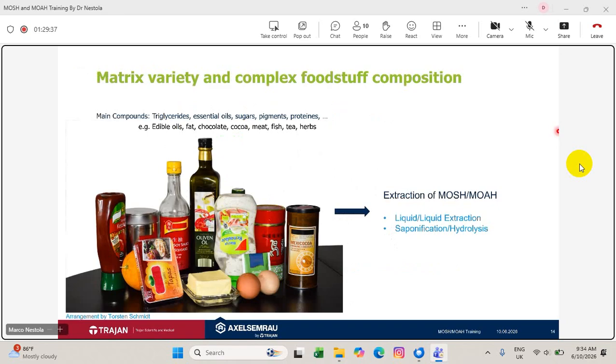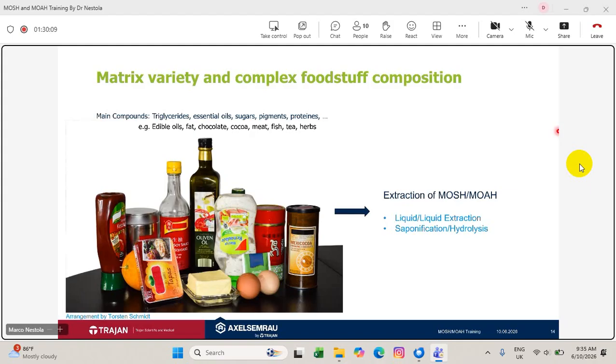Now the question, when we talk about food, how do we get MOSH and MOAH out of that and how is it analyzed? That's just a nice picture I used during my PhD, I think 10 years ago. But when we talk about food, obviously it can be very complex. You have a lot of bioproducts like edible oils, triglycerides, essential oils, sugars, pigments, all kind of stuff. So we need to somehow extract MOSH and MOAH from it.